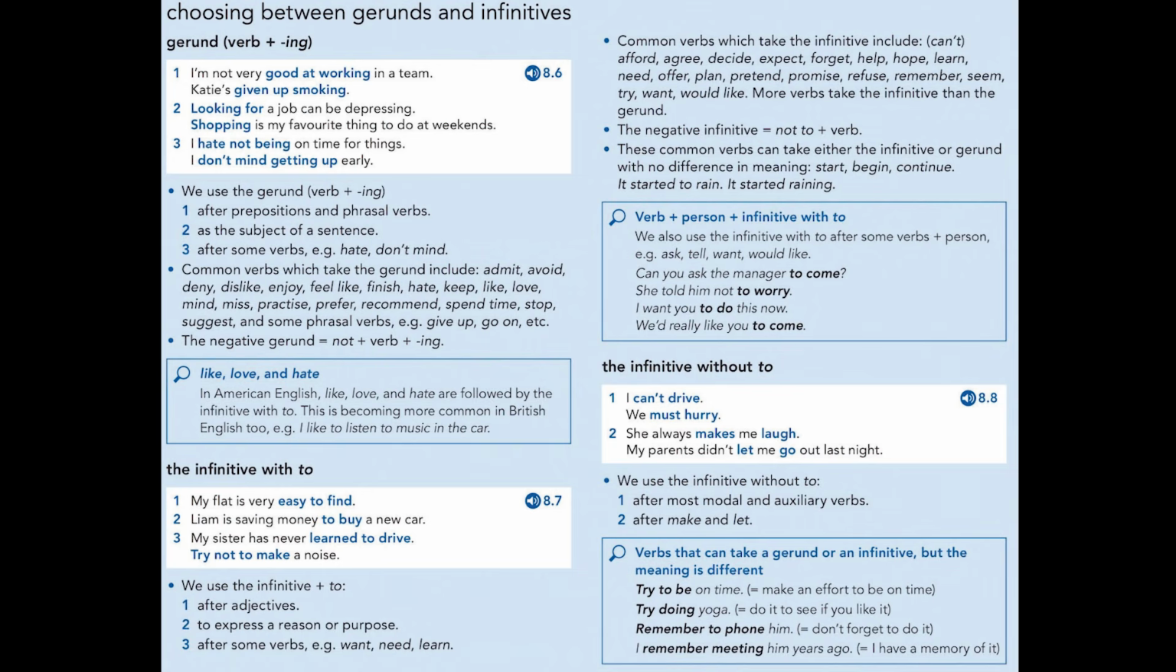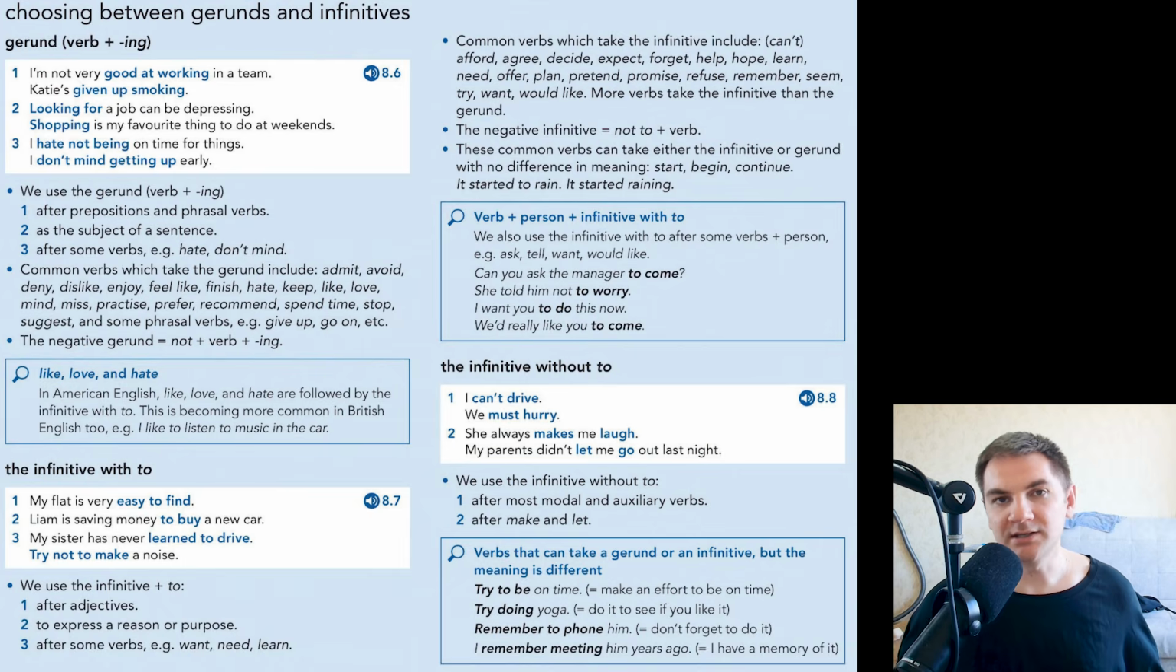Okay, let's read it together. Choosing between gerunds and infinitives. First, gerund, verb plus ing. I'm not very good at working in a team. Katie's given up smoking. We use the gerund, verb plus ing after prepositions and phrasal verbs.